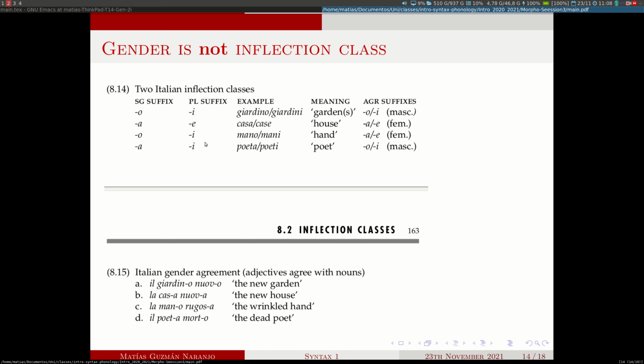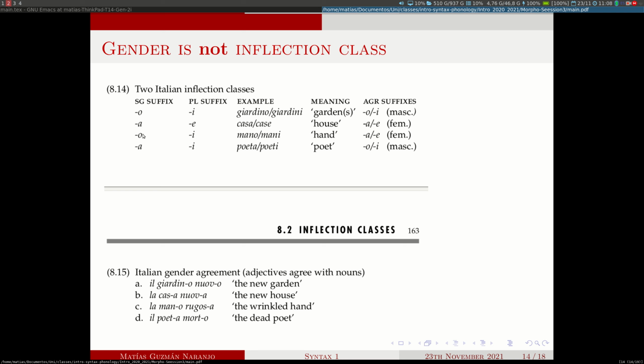This can be seen in Italian. Here you have several inflection classes for some nouns with the singular and plural suffixes: giardino, giardini, casa, case, mano, mani, poeta, poeti. The first and the fourth one are masculine, the second and the third one are feminine.